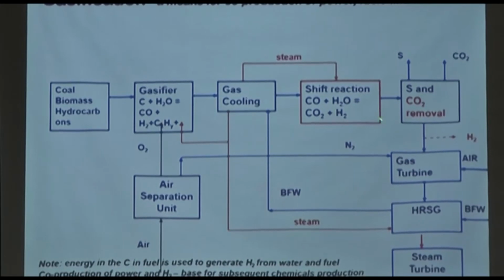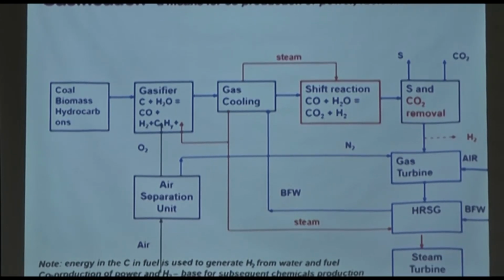Once you have done the shift reaction, if you have done it, then you can remove the sulfur and the CO2 from there. Again, we are not going into it for the time being. You can remove the hydrogen or may not remove the hydrogen. The gas can go straight into the gas turbine, which runs on the principle of the Brayton cycle, for those who know.